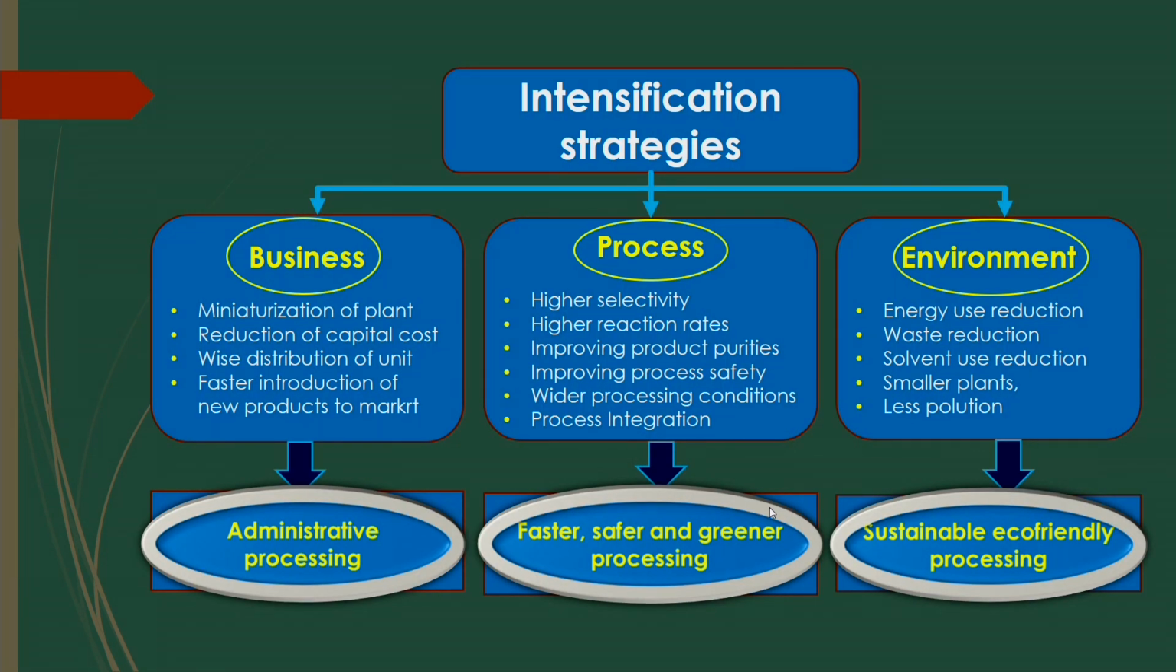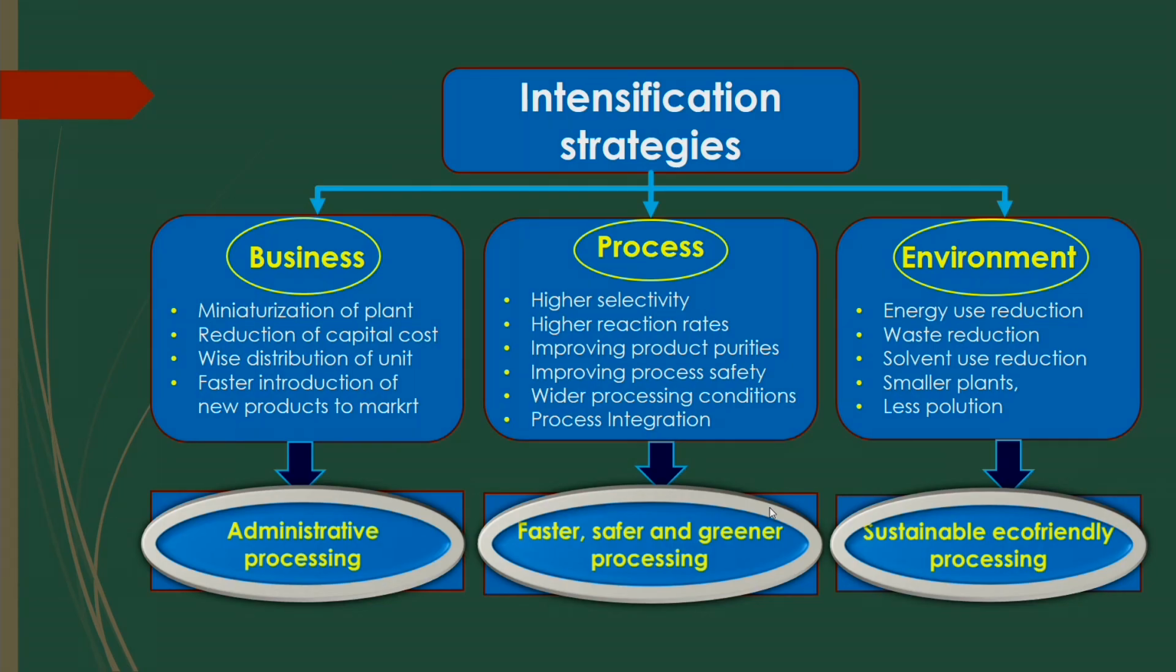Now, see in this table, if we classify the strategies of process intensification, we have three strategies: one is business, another is process, and then environment. In the business aspect, of course, the main strategy of intensification is that you have to miniaturize the plant, that means you have to scale down the plant, because a smaller size of plant will give you less consumption of energy and less cost.